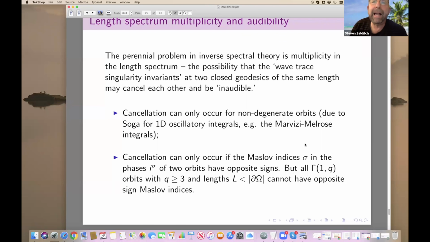So it's very important that for 1Q orbits, actually they can never have opposite powers of i to the sigma. You don't get cancellations, and we have 3 different proofs of that now. We live and die off of that one.